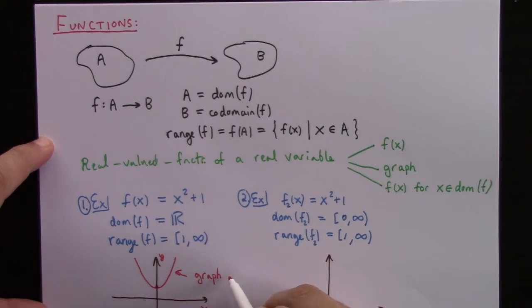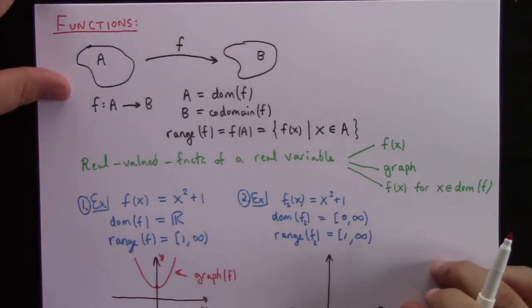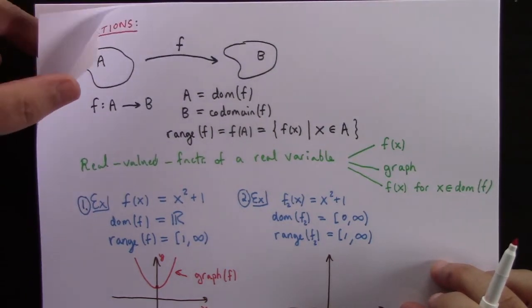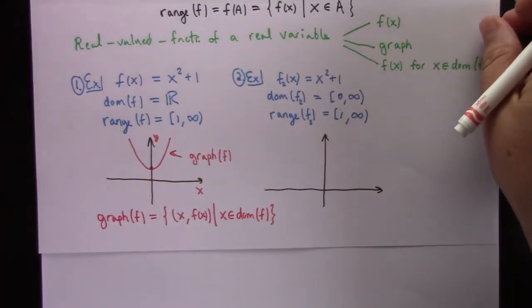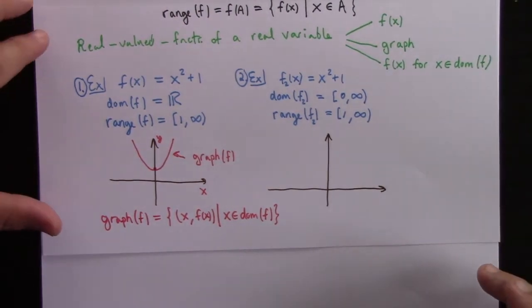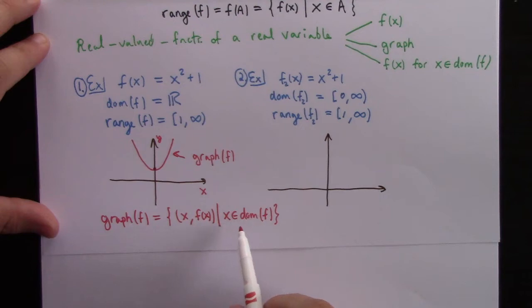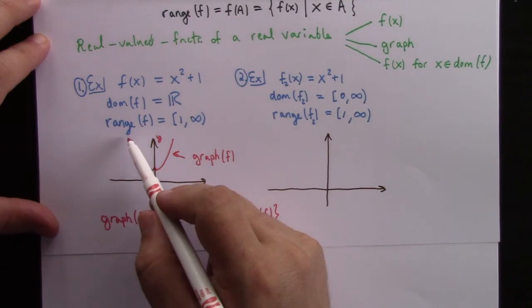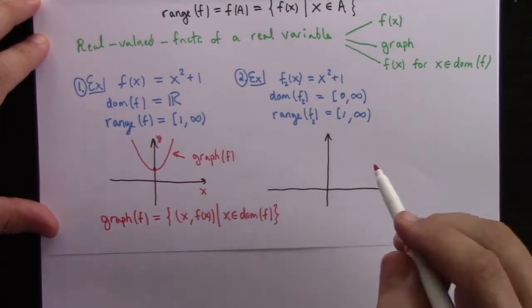What's the graph? The graph of f is actually equal to the set of pairs x comma f of x, such that x is in the domain of f. I think I'm off the margin here. Oops. Alright, well let me just pan up a bit. There we go. So generically that's what a graph of a real valued function is: a set of pairs, x from the domain, f of x the output. So we can actually visualize the graph as a particular curve in the plane. Fine. You guys know this.